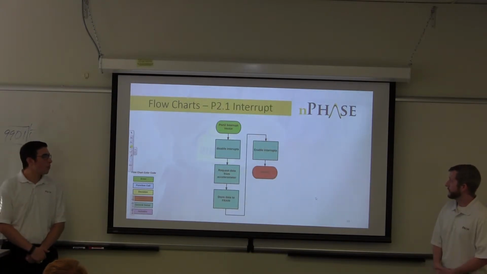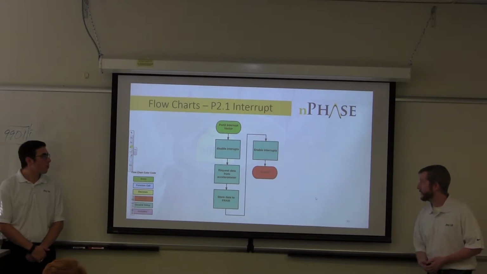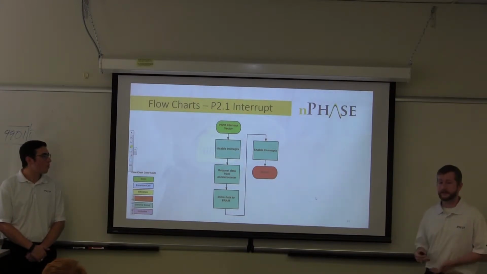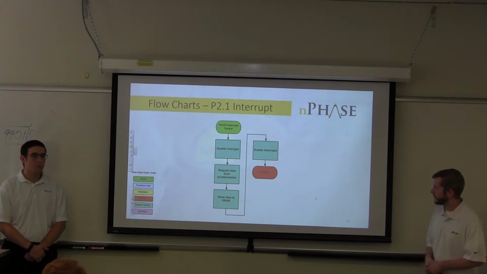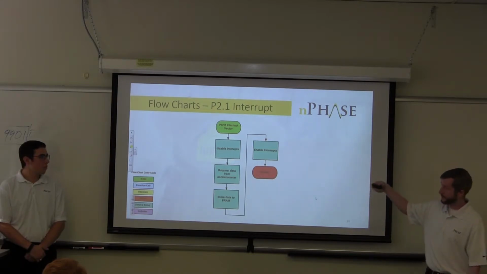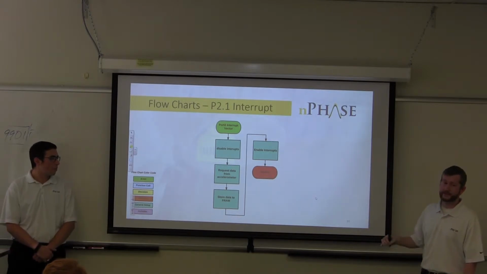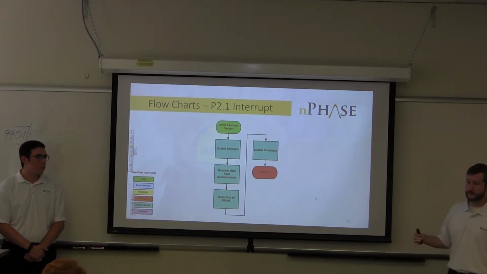For the interrupt vector for port 2, this is again the interrupt coming in from the accelerometer. We're going to disable interrupt so it doesn't get interrupted by something else, and then request data from the accelerometer and take that data and store it to the FRAM. The FRAM is permanent memory, or non-volatile.